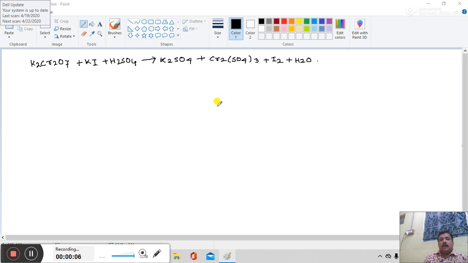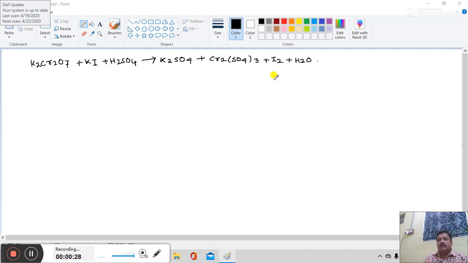Today I solve a chemical reaction by the ion electron method, where potassium dichromate reacts with potassium iodide in acidic medium to form potassium sulfate, chromic sulfate, iodine and water.